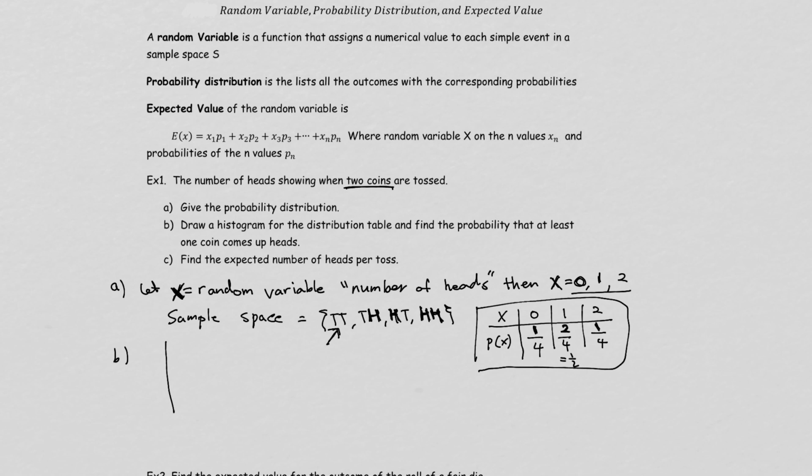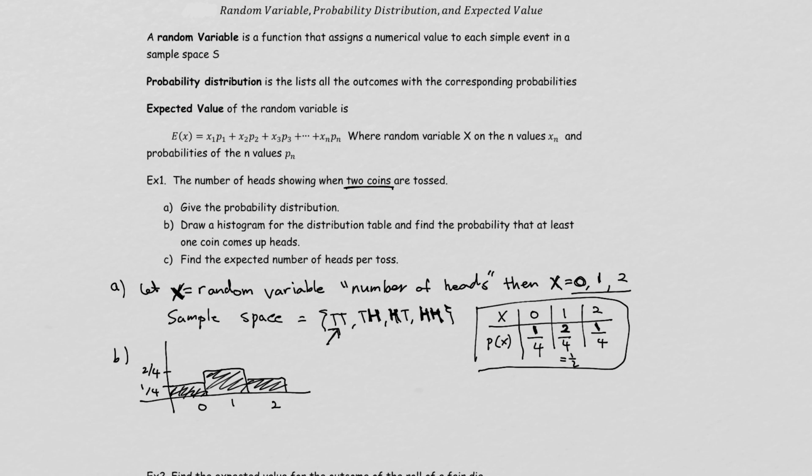And B is asking for the histogram. A histogram is a graph, right? So we have the rectangular coordinates, and since we only have either 1/4 or 2/4: when 0 heads, it's 1/4. 1 head, it will be 2/4. 2 heads will be another 1/4. That gives a bar graph like that, and this is going to be the histogram.